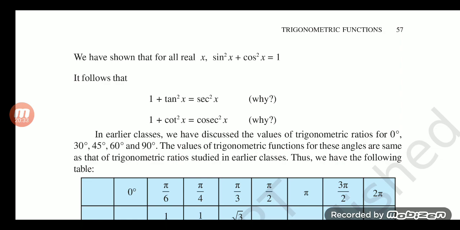So from that, again, we take out 1 plus tan square x. How do we take this out? This is again homework. And if you don't understand this, it's a homework.